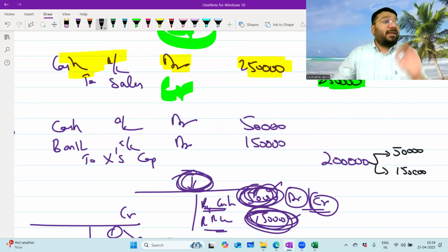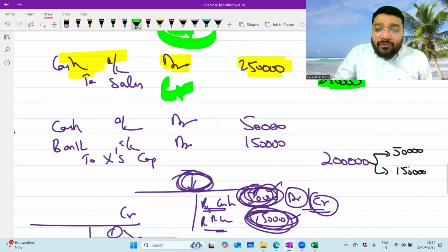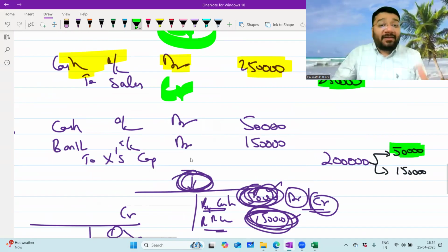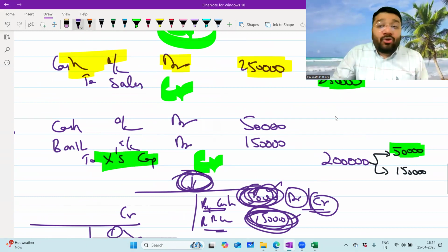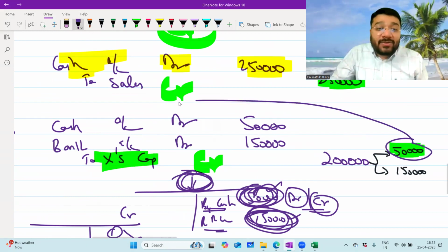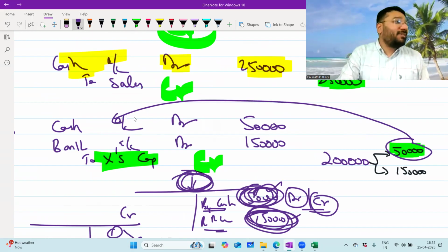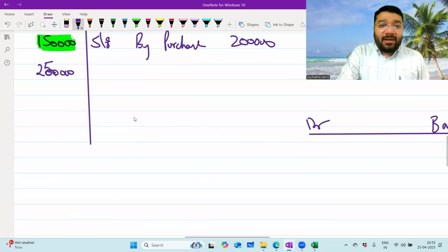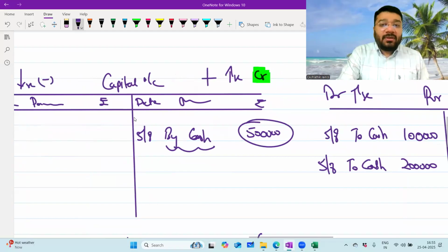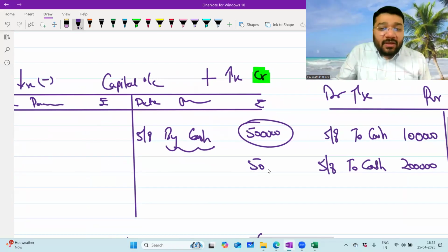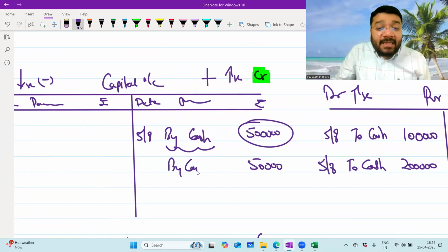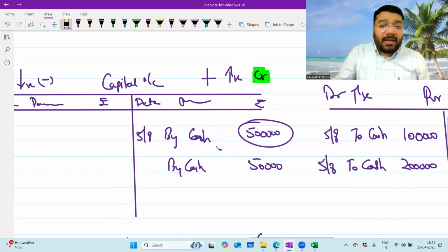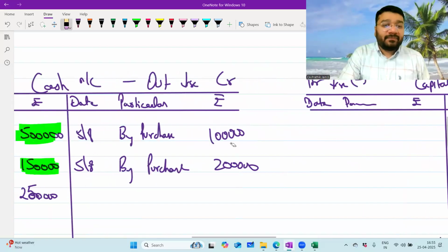Now how do you do the posting? Record 50,000 on the credit side of the excess capital account. Who is the exact opposite partner of this 50,000? Cash. So go to the excess capital account, record on the credit side 50,000, and the opposite partner of this 50,000 is by cash. Any problem? Just observe.